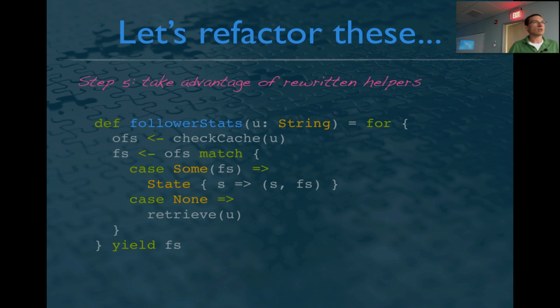Since my first generator returned a state, my second generator must return a state. We already knew that anyway because of the way we were using flat map, like I talked about earlier. So anyway, the second generator, in the case that we got sum fs, returns that weird state that just wraps a value, ignores the state and just wraps the value. And in the case we got none, it calls retrieve, binds the output of that to fs, and then just yields fs. Okay?